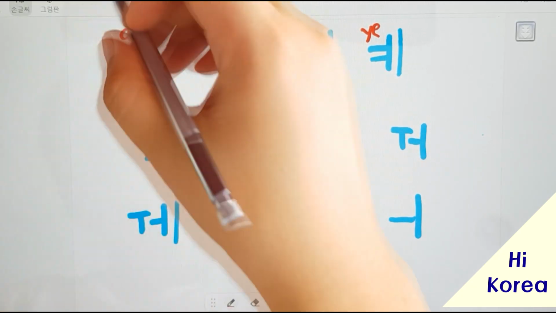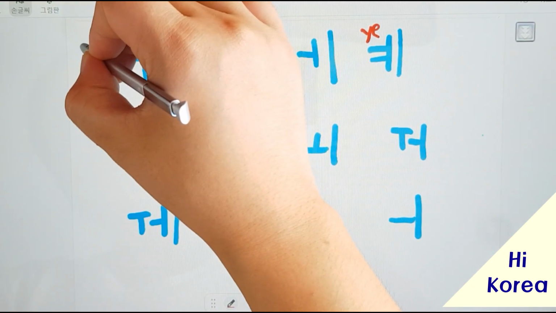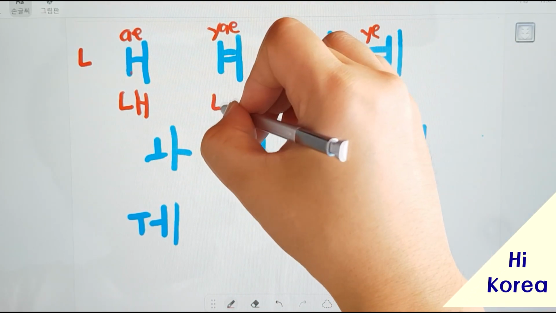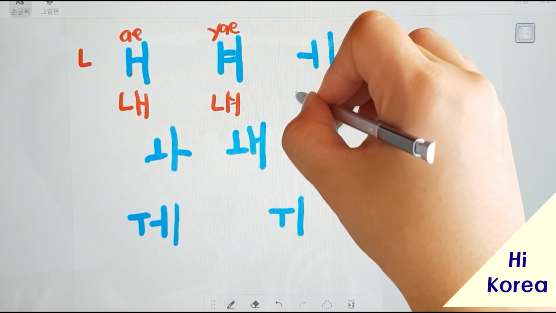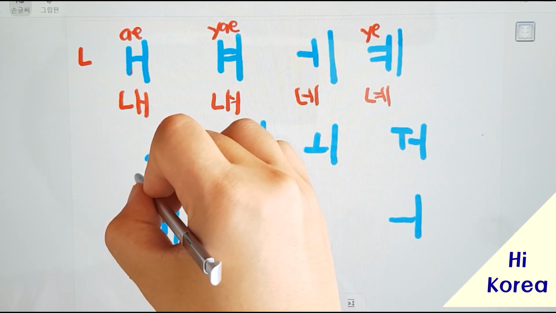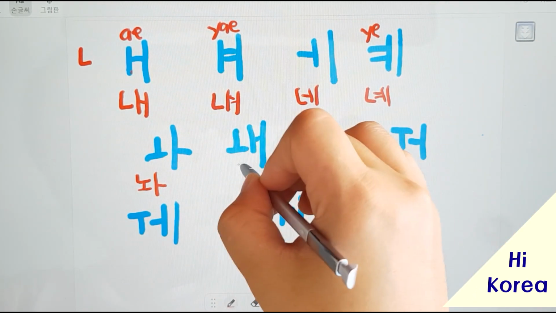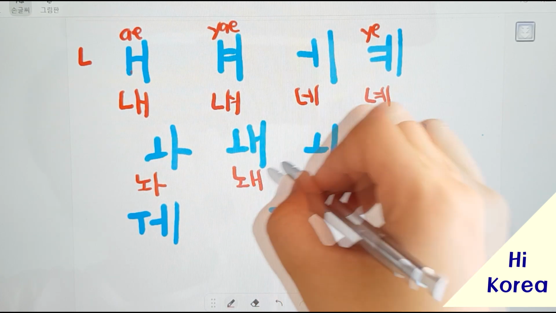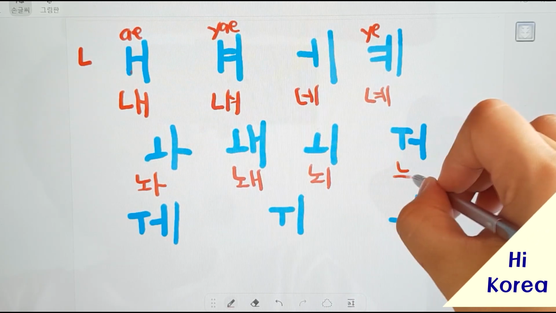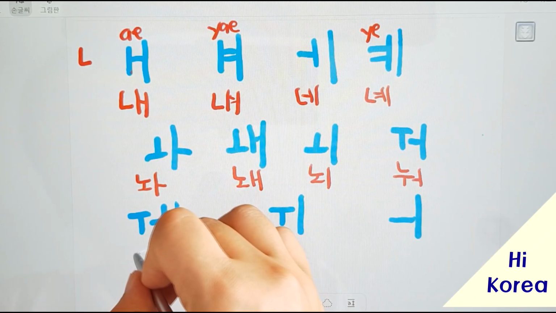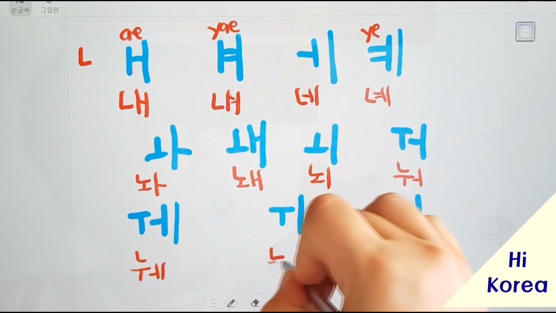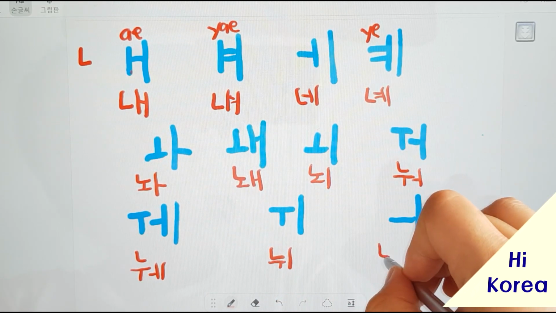For example, we have N. So it will become ne, nye, ne, nye, noa, nue, nuo, nue, ni, nui.